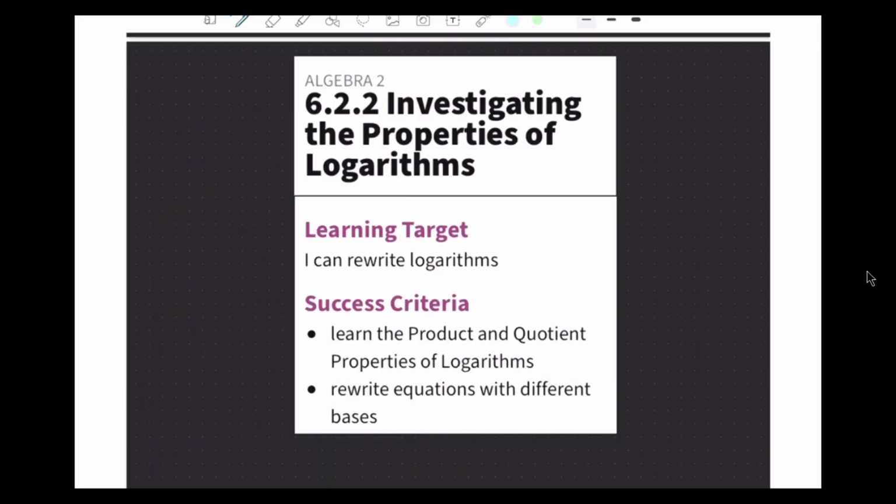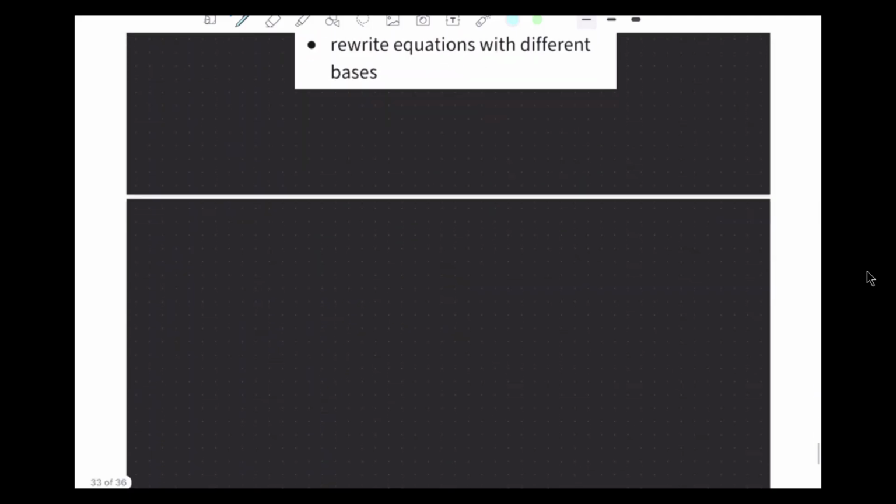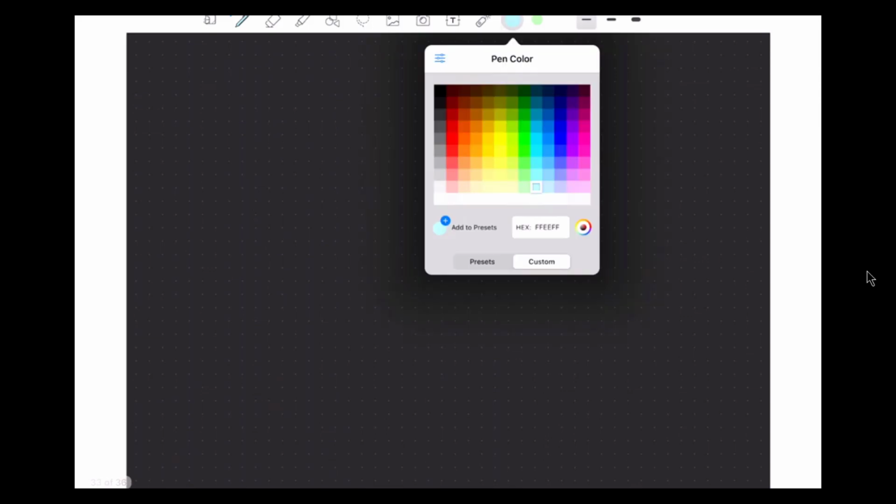So 622, looking at those properties of logarithms. So we're just going to play around with some of these properties and how to rewrite some equations. And we'll be on the move after that, right? So I think I have 4 properties we've got to go through. Well, 1 definition and 3 properties. So good. So we're working on logarithms.